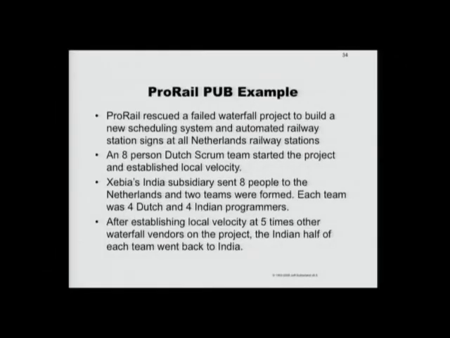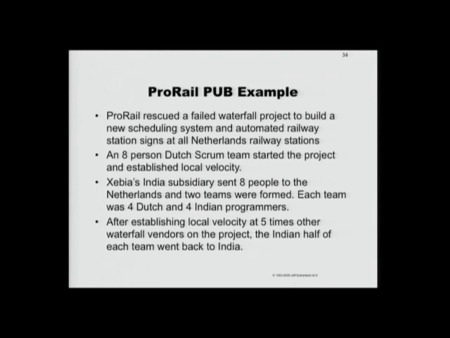And one of the examples in a paper, which is going to be published at the Agile conference in Toronto in a couple of weeks, is what they call the ProRail project. This is the scheduling system for the Netherlands railway system. It runs all the signs on the railroad, does all the scheduling. And Zebia was hired. Those scheduling systems for railways are hard to build, okay? And a waterfall team, maybe even multiple teams, had already failed and been thrown off the project.